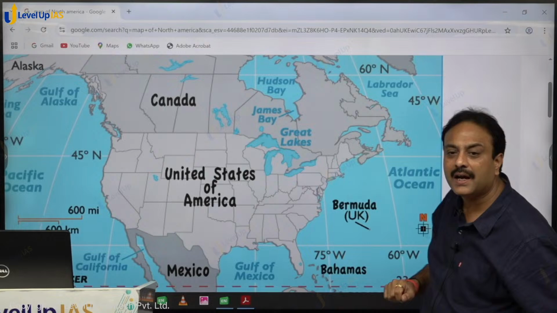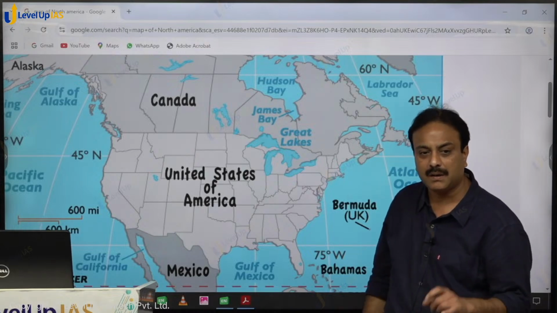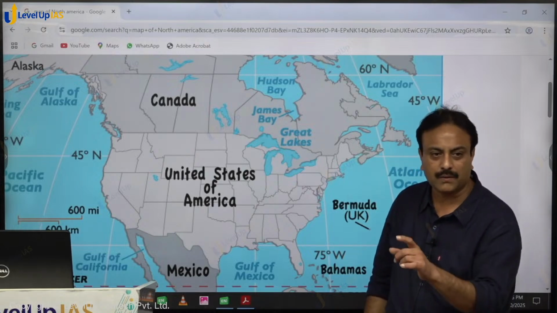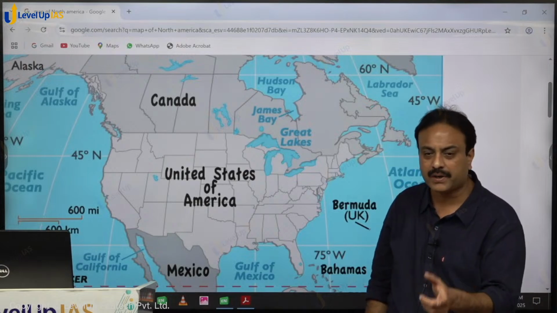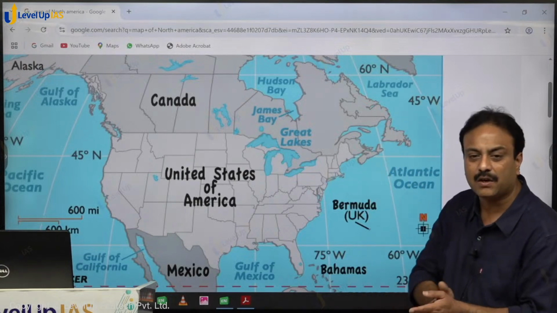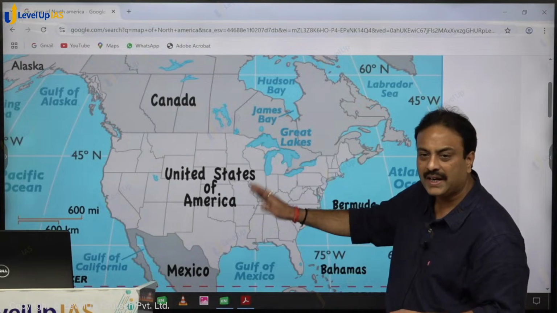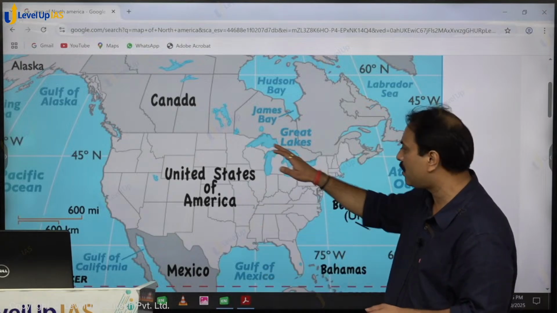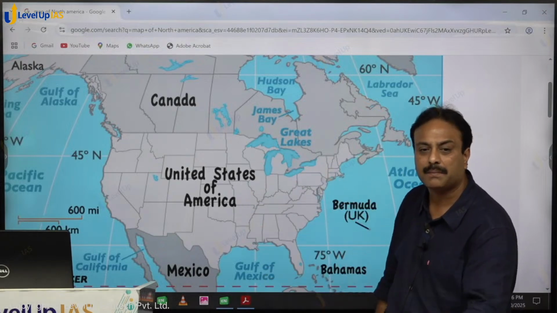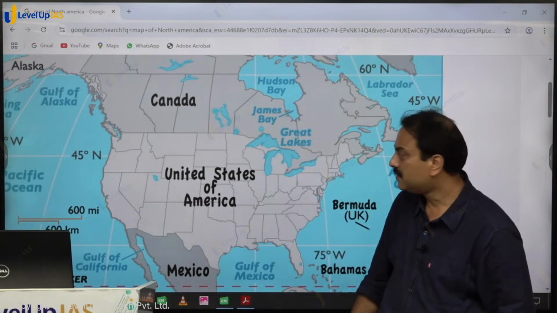Here it makes a delta, and that delta is a truncated delta, a block delta. It is not a full-fledged complete delta. It is an example of a truncated delta made by St. Lawrence. Michigan is the only lake that is entirely in USA. The rest of the lakes have some part in USA, some part in Canada, right?